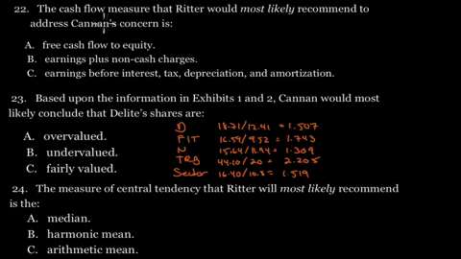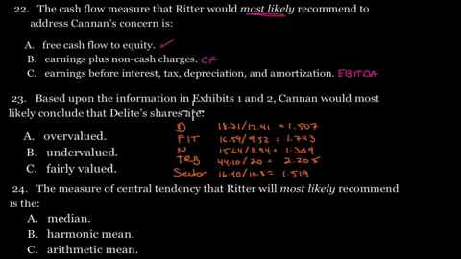22. The cash flow measure that Ritter would most likely recommend to address Canaan's concerns is free cash flow to equity, earnings plus non-cash charges, remember that was CF, and earnings before interest, tax, depreciation, amortization, that was EBITDA. And which one was most appropriate? As we were going through the description of why he wasn't using cash flow, he had all these reasons why. Cash flow to equity solved all those reasons why. Free cash flow to equity.